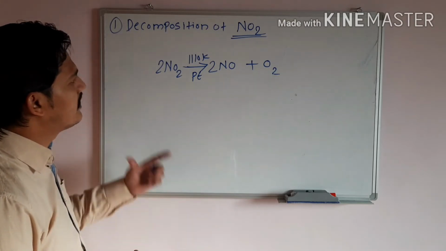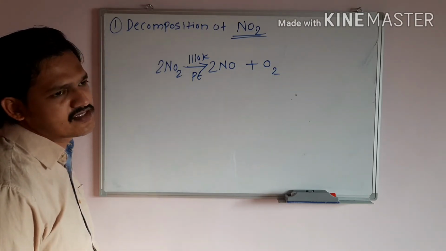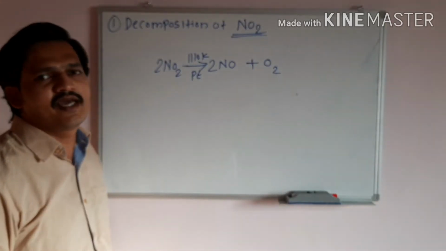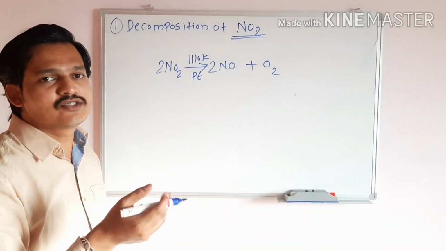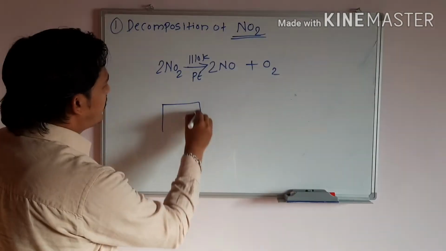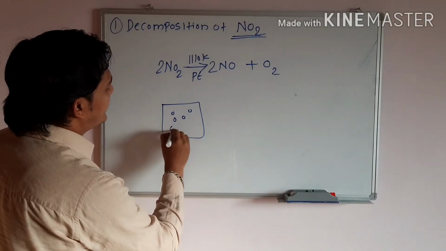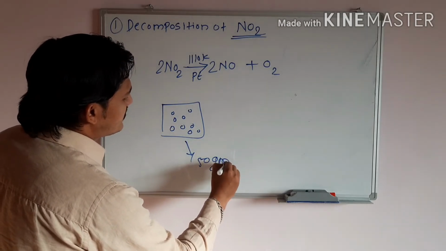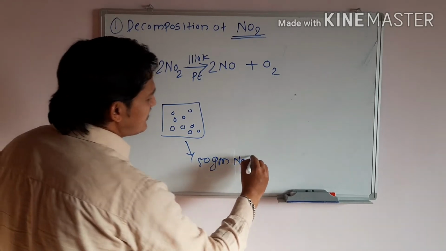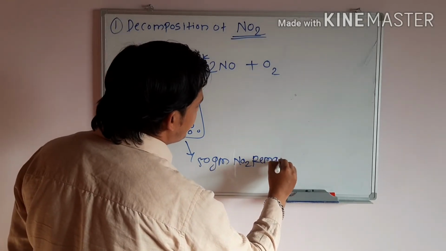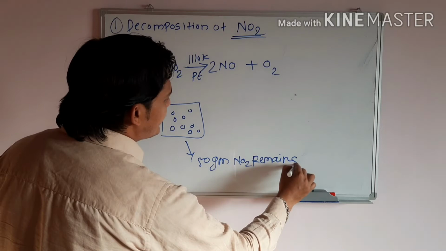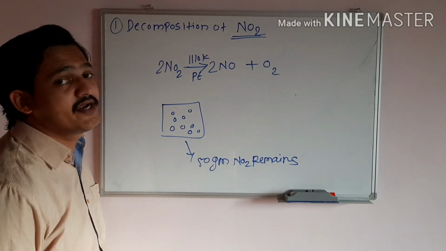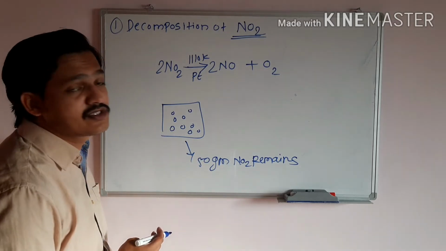You have taken 100 grams of nitrogen dioxide. Out of 100 gram, only let us suppose 50 gram of gas is adsorbed on the surface of platinum. Okay, then 50 gram nitrogen dioxide remains as it is. So we can't tell how rate of reaction can depend on concentration of nitrogen dioxide.